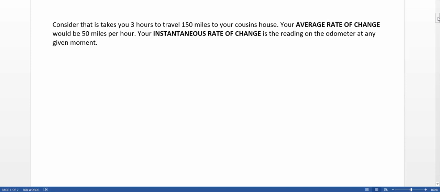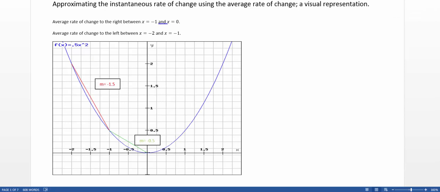So we're going to start with a visual representation of this, using average rates of change to approximate instantaneous rates of change. The example that we're going to use to motivate and visualize what's happening is the function 0.5x squared, which is the blue graph given below. Now, in this particular example, we want to try to approximate the instantaneous rate of change at -1. So at -1, we want to know exactly how much the function is changing. So what we're going to do is look at average rates of change near -1 to help us approximate. And this is how this works.